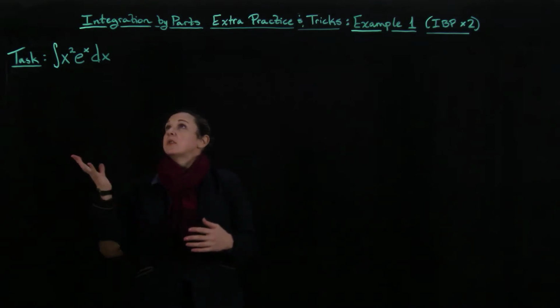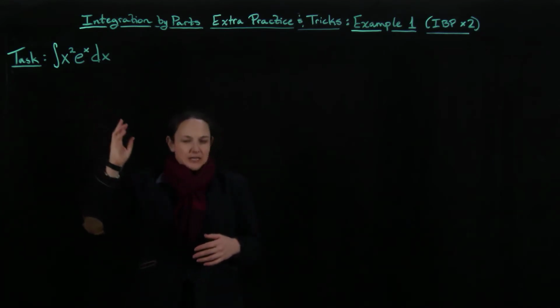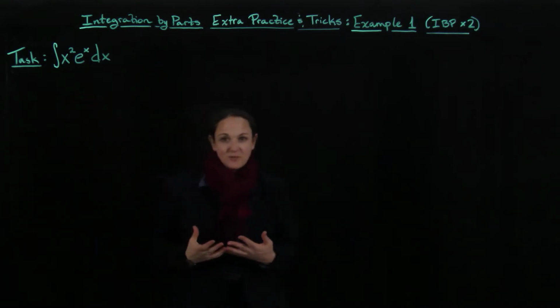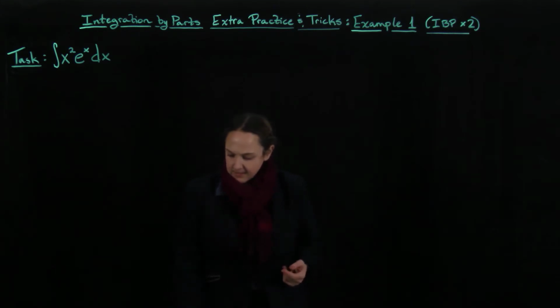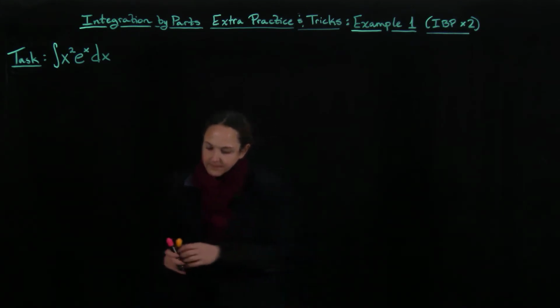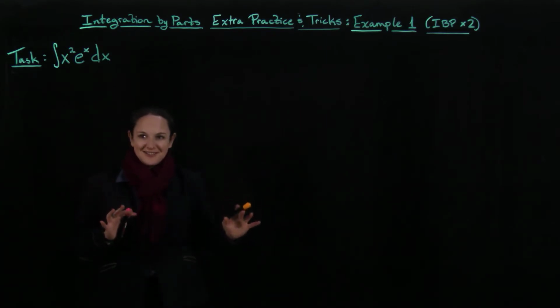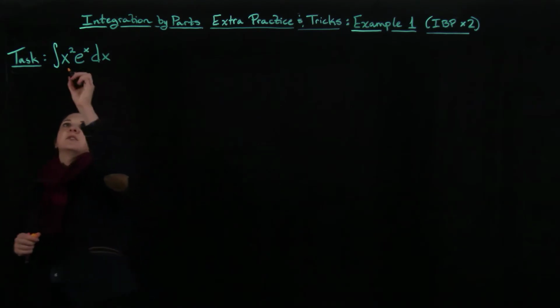The first one that we are going to do in this lecture is going to be x squared e to the x. And so we're going to need to perform integration by parts twice. So let's go ahead and do this. The first thing we want to do is to figure out our u and our dv. So this is going to be our u.